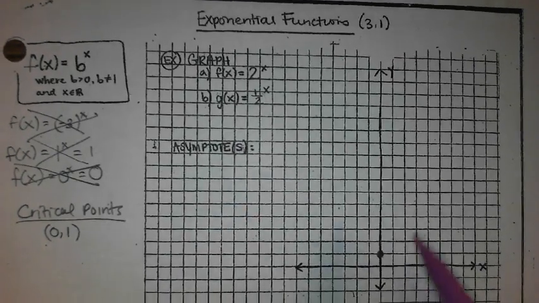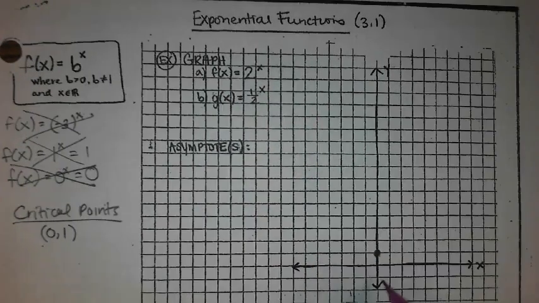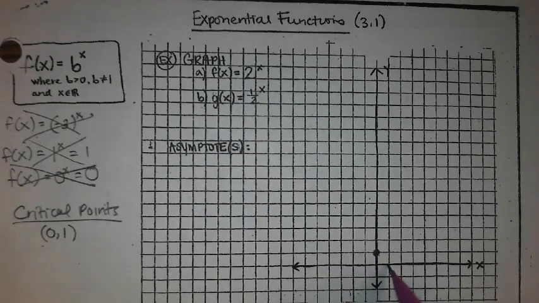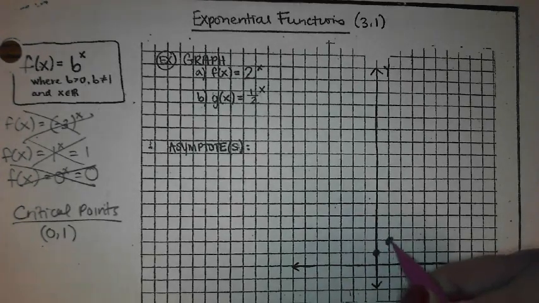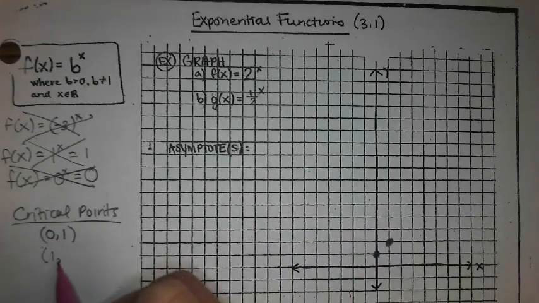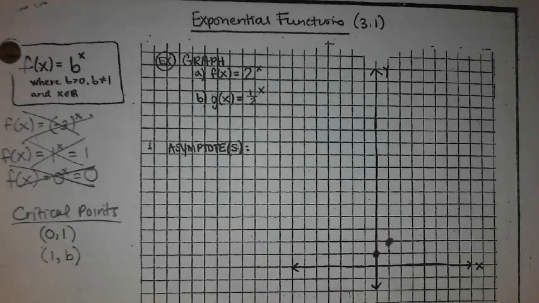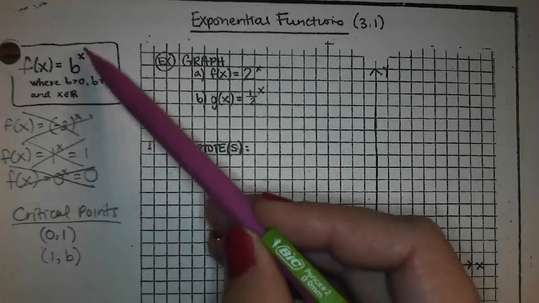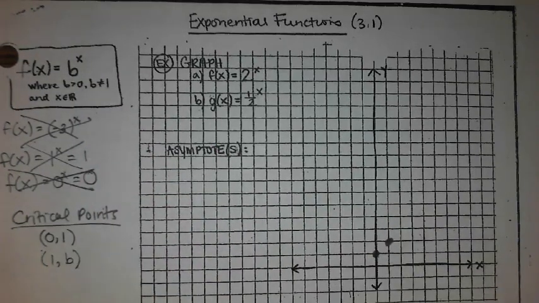And your next critical point, at least in this case, is when you have an x of 1. It will be 1 comma what? 2. What if your base was just b, just generally speaking? It's 1 comma what? B. Very good. Because if you plug in a 1, b to the first power is b. Okay? And we have an asymptote.